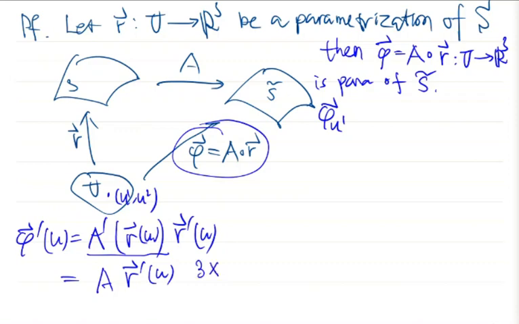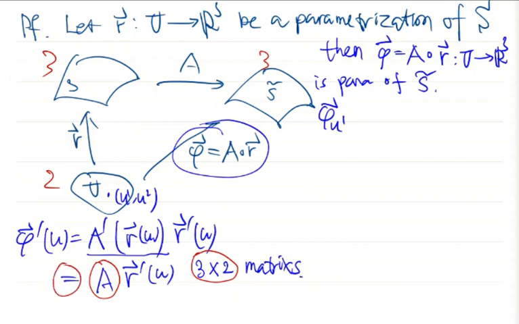3 rows, 3 by 2 matrix. This is an equality for 3 by 2 matrices. Okay? Because phi is from 2-dimensional to 3-dimensional. R is also from 2-dimensional to 3-dimensional. And A is a 3 by 3 matrix. So both phi prime U and R prime U are 3 by 2 matrices. So the matrix on both sides of this equality are 3 by 2 matrices.